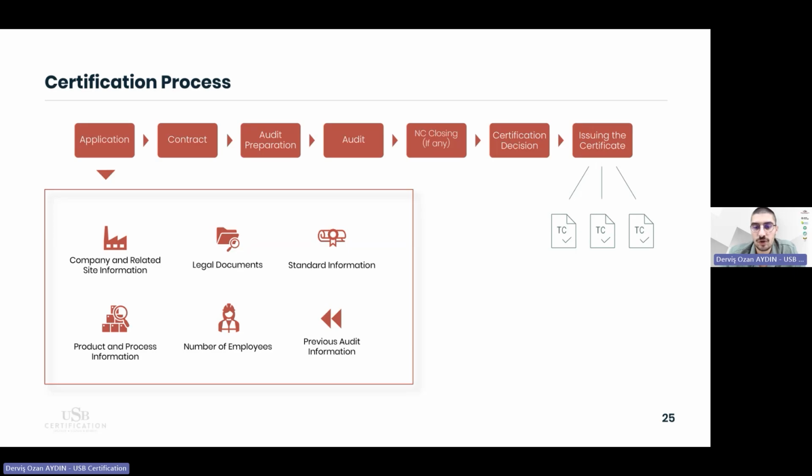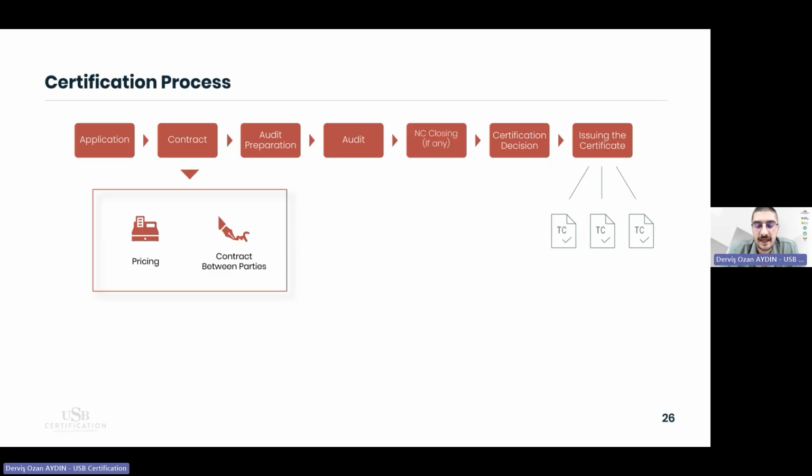And also companies have to share the previous audit information, which is called migration under GOTS, and under Textile Exchange it's called transfer, between certification bodies. The companies always share the details of their previous audits, so the certification bodies can check the previous nonconformities and the nonconformity details during the audits.